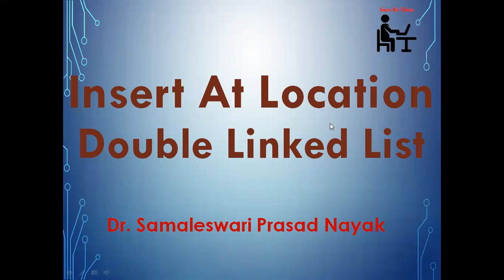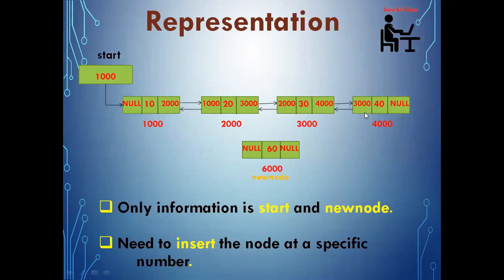In this video, we'll learn how to insert a new node at a specific location in a doubly linked list. Specific location in the sense you have to enter at a specific node number. Through the representation, we can say that every node is capable of keeping the address of the next node as well as the address of the previous node, along with the information.